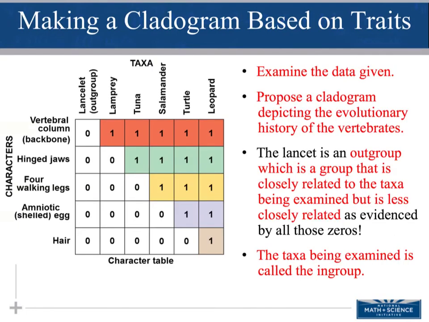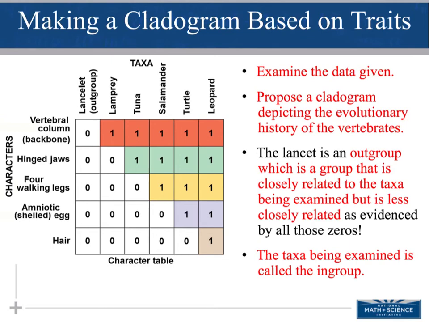Okay, so how do you make a cladogram? You do it based on traits. Especially in class and even on the AP test, you're not going to have a whole bunch of fancy equipment to work with. You're working with pretty much what you can see. So you start off by examining the data given to you. Then you propose a cladogram that shows the evolutionary history that makes the most sense.